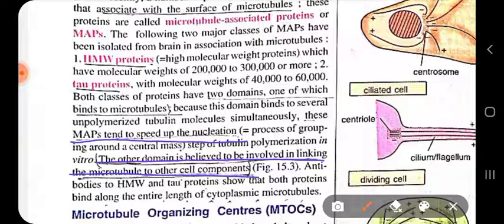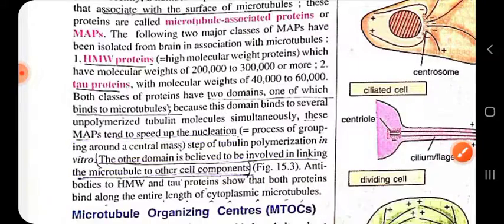What is nucleation of microtubule? Nucleation of the microtubule is the process by which several tubulin molecules interact to form a microtubule seed. And this step occurs near the microtubule organizing centers. Okay, I hope you have understood what I have said.